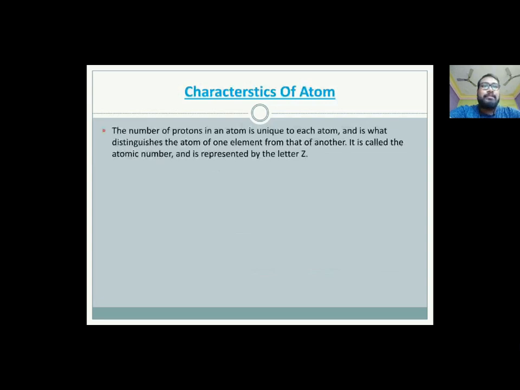Okay, in the next two slides, here we have some characteristics of atom. Write them down on your copies, but remember, no need to post it in the Edmodo app. I'll inform you when to upload it.